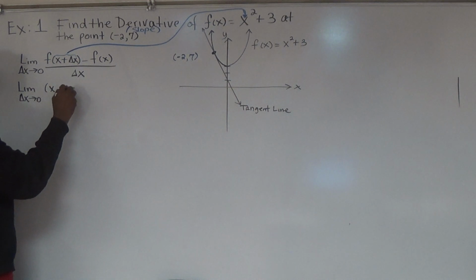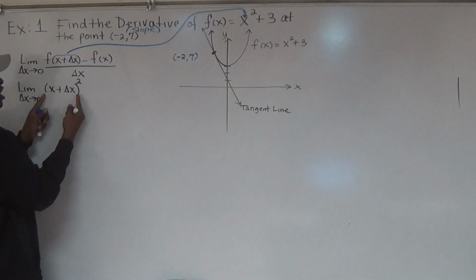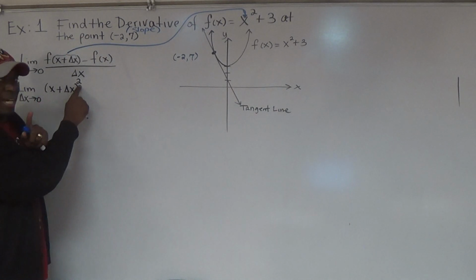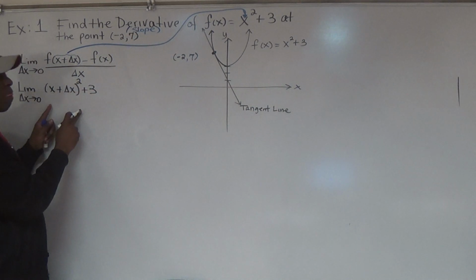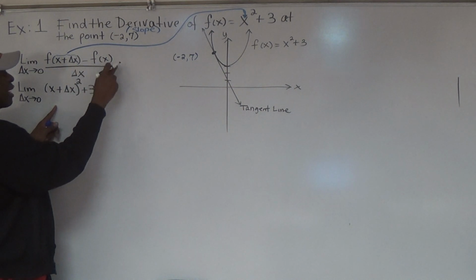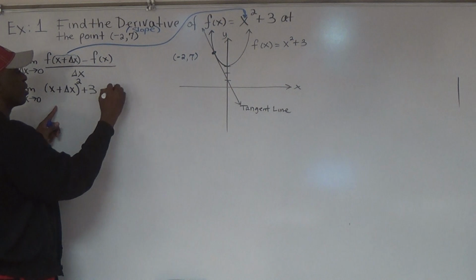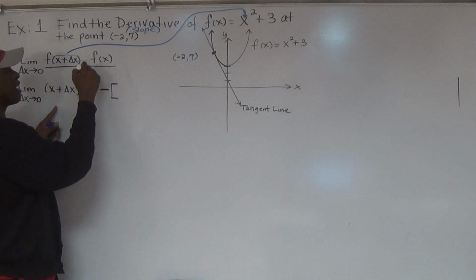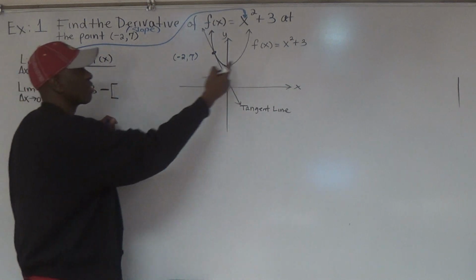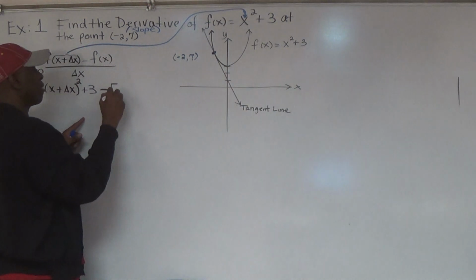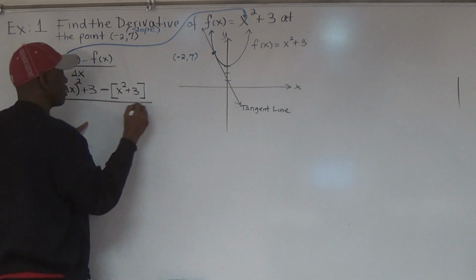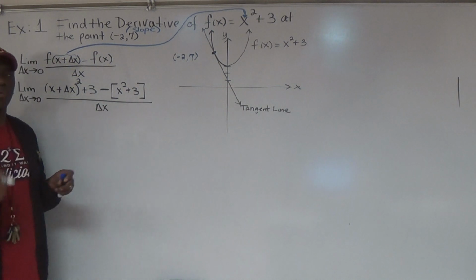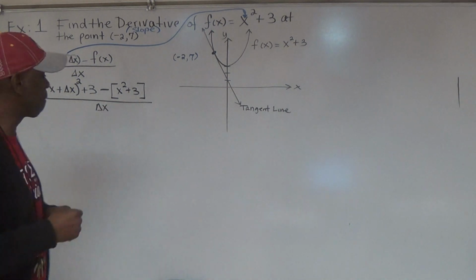x plus delta x quantity squared. See? x squared now is x plus delta x squared. This time, let's not forget, plus 3. Minus f of x. Minus bracket. Well, what is f of x? Oh, f of x is x squared plus 3. Minus x squared plus 3, all divided by delta x. Now we're good. Now we're ready to do it.